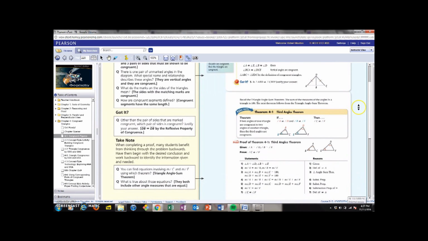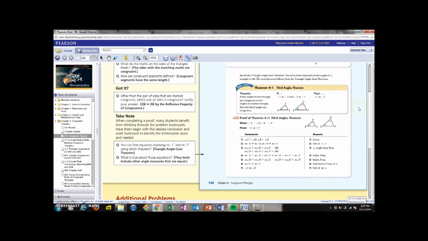Alright, moving on. So this stuff's pretty easy so far. Let's see. We have the third angles theorem. A pretty simple theorem. If angle A is congruent to angle D in this picture, and angle B is congruent to angle E. So far we have two of the three angles congruent in two triangles. What do you think will be true about the third angle? C will then be congruent to F.